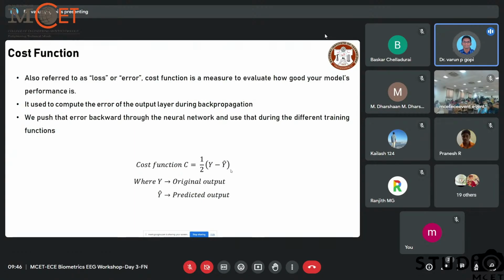We have seen the loss function or cost function earlier in the case of forward and backward propagation. The cost function is nothing but half of (y minus y cap) squared, where y is the original output and y cap is the predicted output. Our main aim in network training is to minimize the cost function.